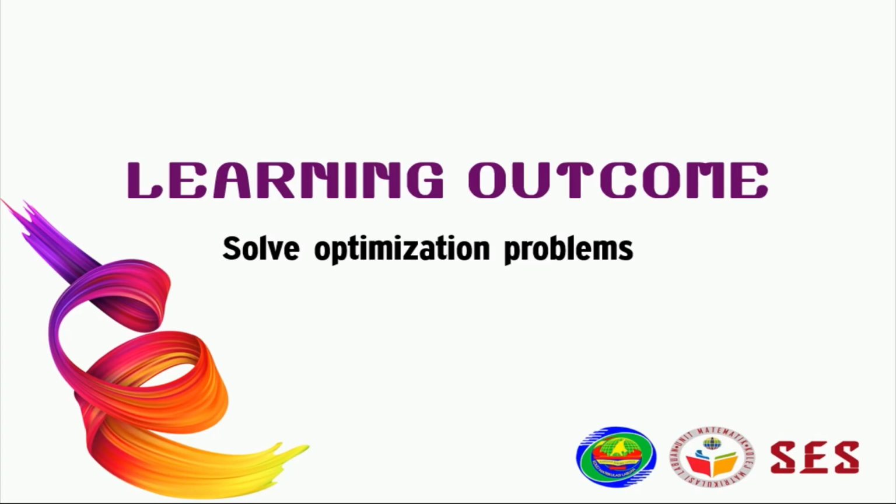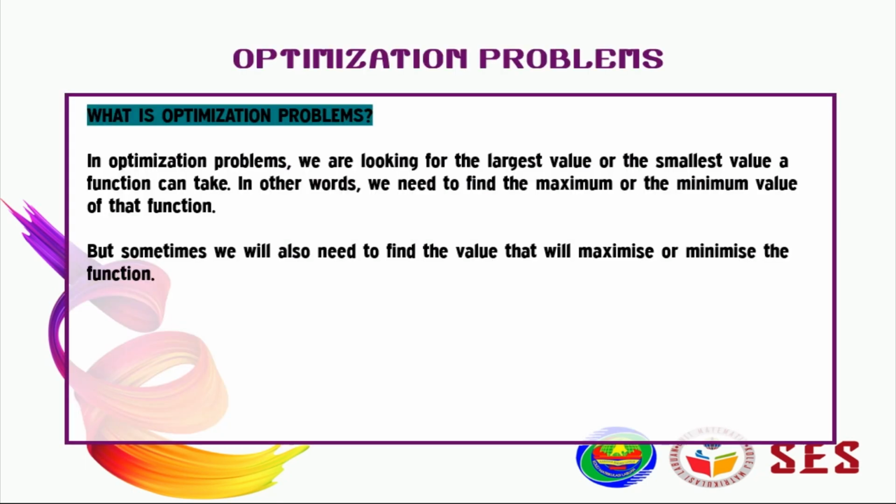So at the end of this video, you should be able to solve optimization problems. So what are optimization problems? In optimization problems, we are looking for the largest value or the smallest value a function can take. In other words, we need to find the maximum or the minimum value of that function. But bear in mind, sometimes you will also need to find the value that will maximize or minimize the function. Okay, so let's take a look at an example.